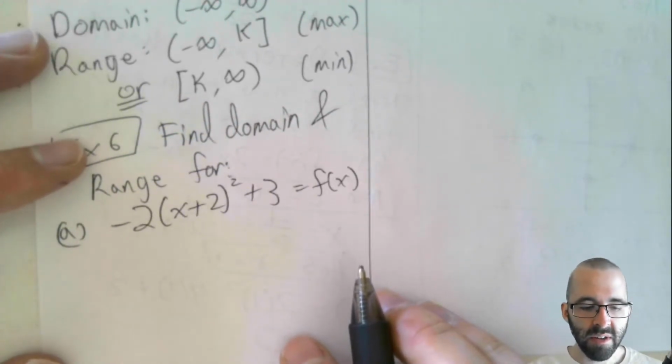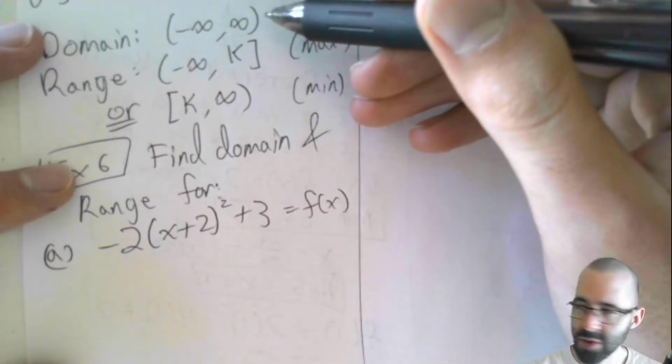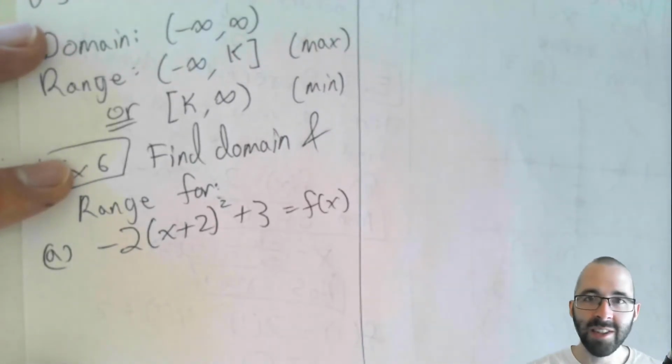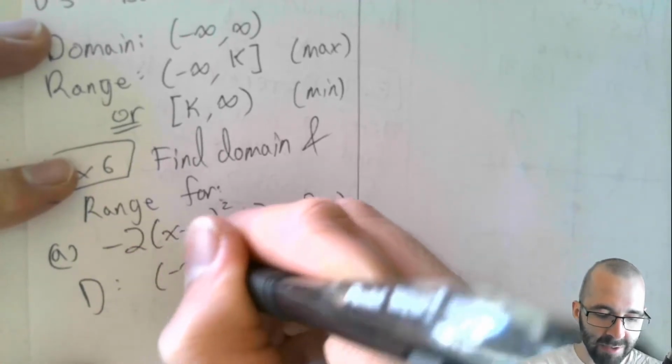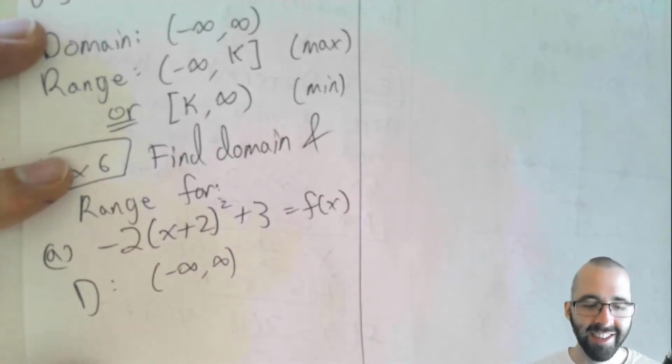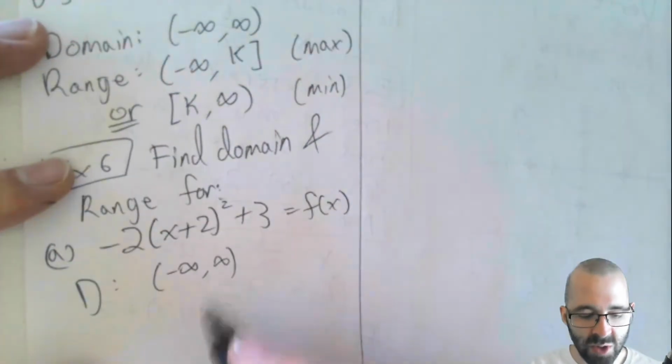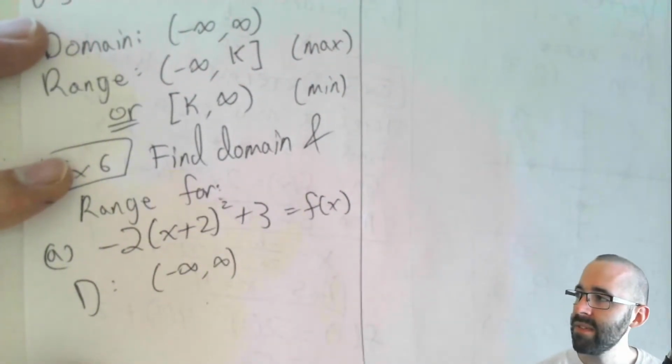So remember, domain's the easy part. I do every single problem in your homework right now. Domain, all real numbers. Negative infinity to infinity. Done. I don't even have to look at the problem. If it's a quadratic, this is the domain.